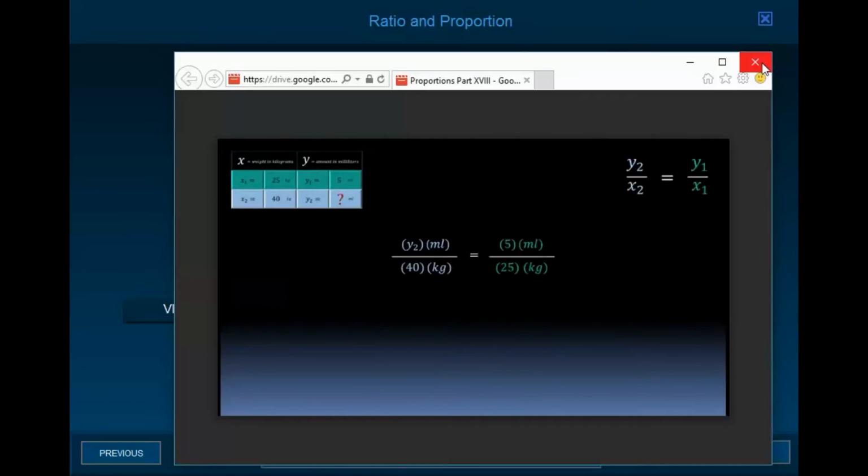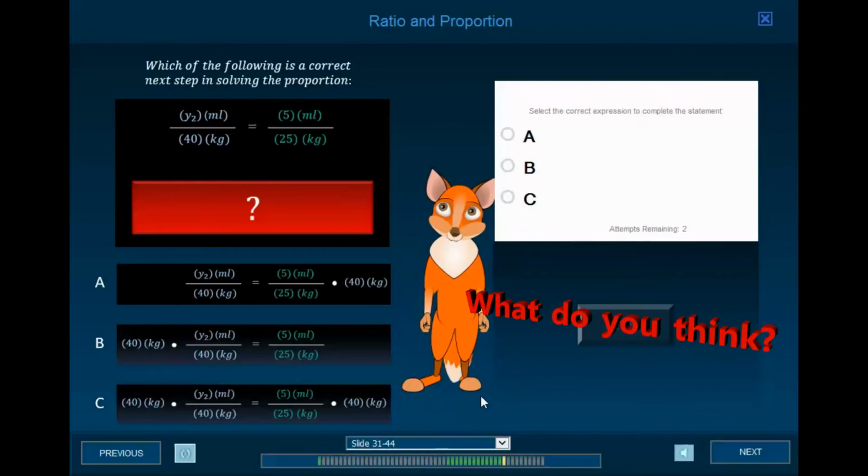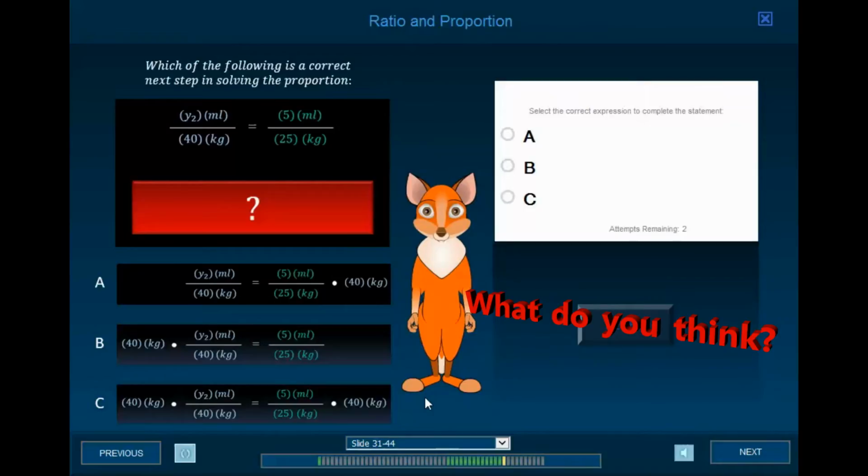So our first step is with the left-hand side of the proportion to multiply it by 40 kilograms. And our rules tell us that we must do the same thing to the right-hand side of the equation and multiply it by 40 kilograms as well in order to still have a true statement. Which of the following is a correct next step in solving the proportion?